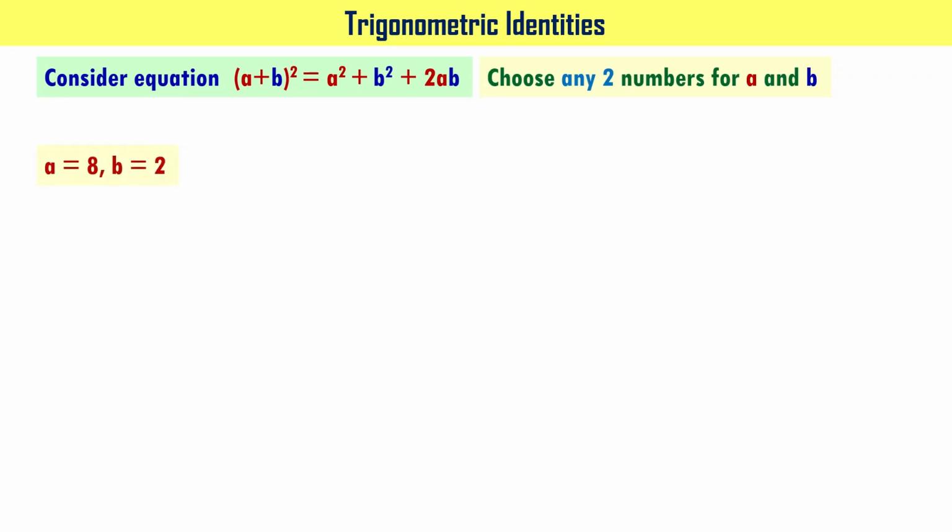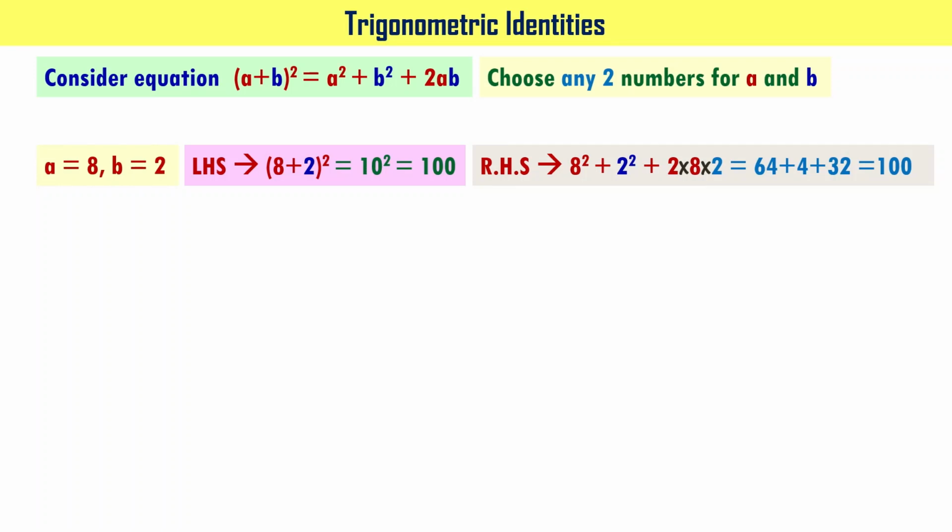Let's assume that a equal to 8 and b equal to 2. LHS is (8 plus 2) whole square, that is equal to 100, and RHS is also equal to 100.